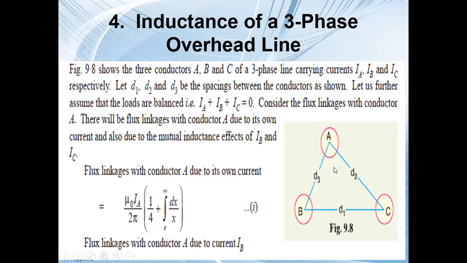So if your flux linkage is different, then the inductance of these three different phases will be different. If the inductance is different, the inductive reactance will be different. If the inductive reactance is different, that means the impedance of these three conductors will be different. So the voltage drop will be different. At the receiving end, for the same voltage supplied from the sending end, we will receive unequal voltages.